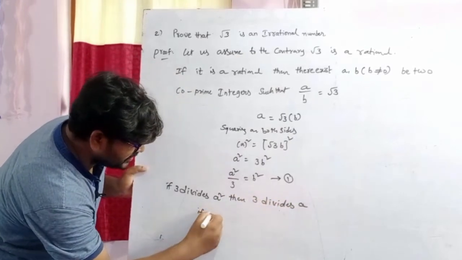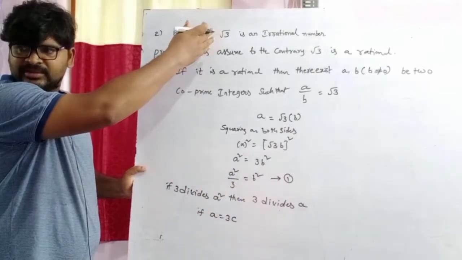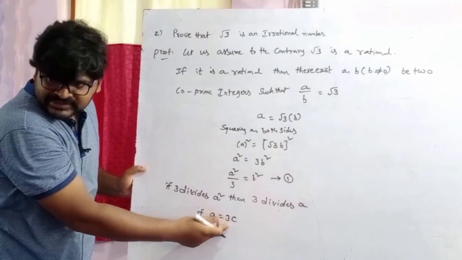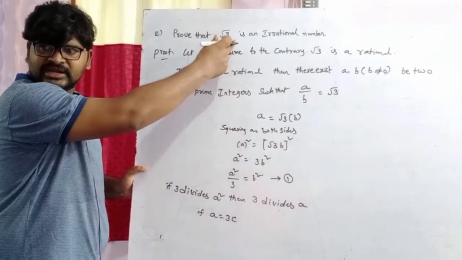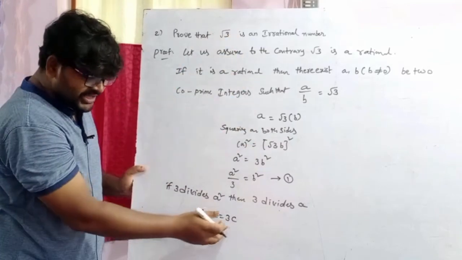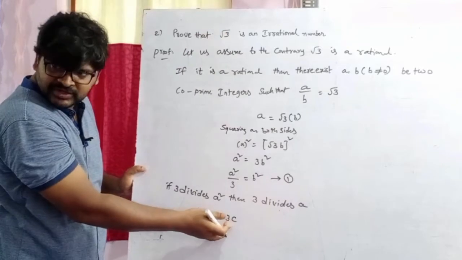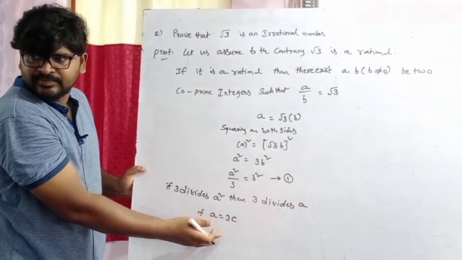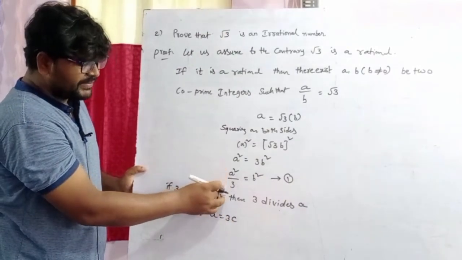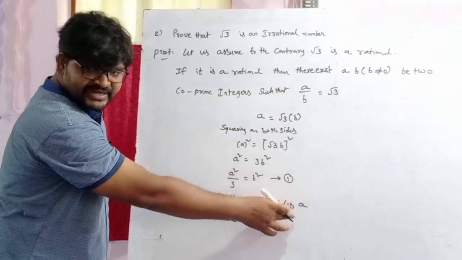Next one, say if a equals 3c, prove that root 2 is an irrational number. Here, if a equals 2c, prove that root 3 is an irrational number. That's why if a equals 3c. Suppose root 5 is an irrational number, a equals 5c. Suppose root 7 is an irrational number, a equals 7c. It's clear? So a square by 3 equals b square. If 3 divides a square, then 3 divides a.